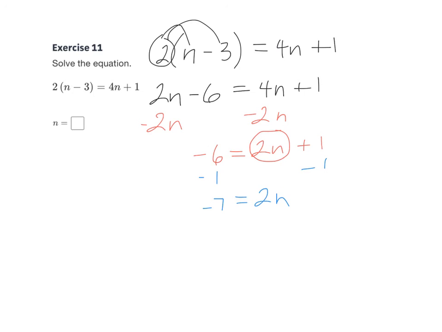One more step to go. The inverse of multiplying by 2 is dividing by 2. I get n is equal to negative 7/2, or if you wanted to change that into a mixed number, negative 3 1/2.